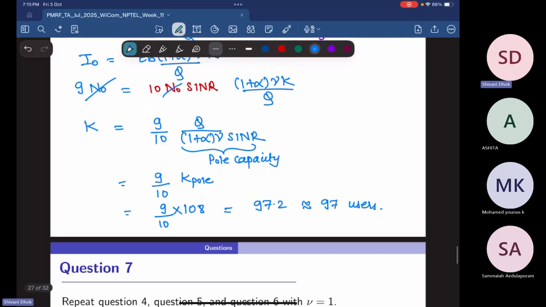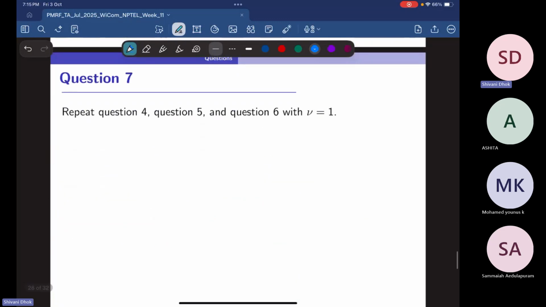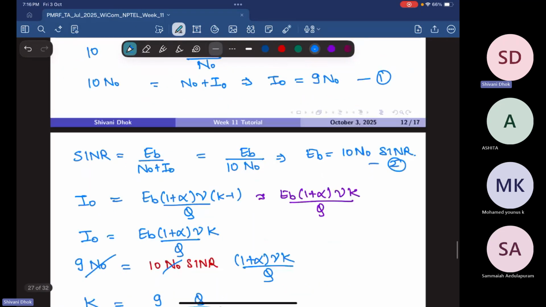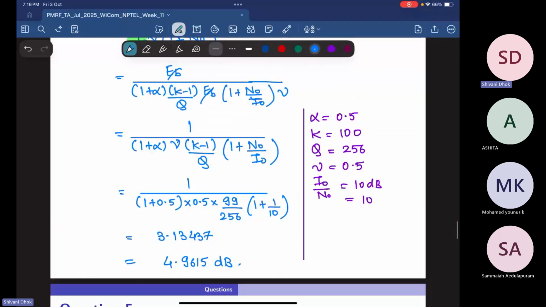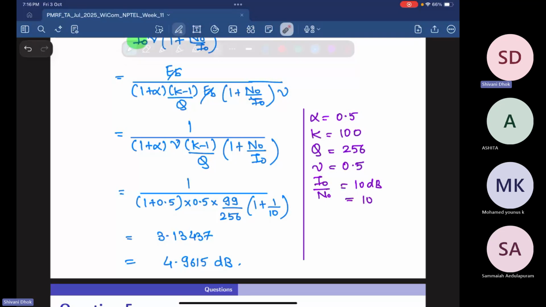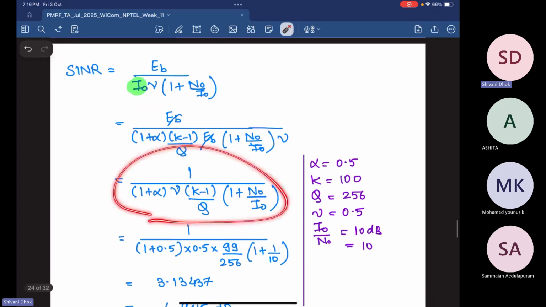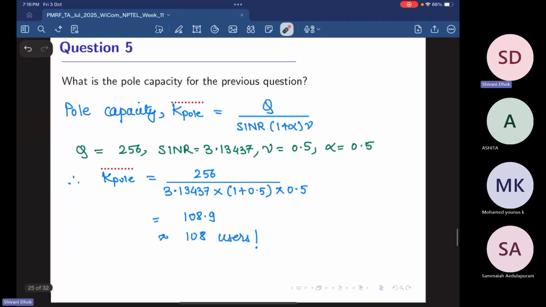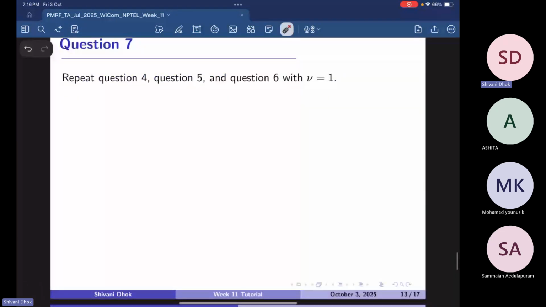Okay, if there are no further questions, then let me move on to the next question. The question says to repeat questions 4, 5 and 6 with nu equal to 1. So we just have to repeat these questions with nu equal to 1. I won't rederive all those formulas, I'll just reuse them. The fourth question asked you to find the SINR, and for that, the SINR equation that we obtained was something like this. Now we need to just set nu equal to 1. So I'll just reproduce those things.